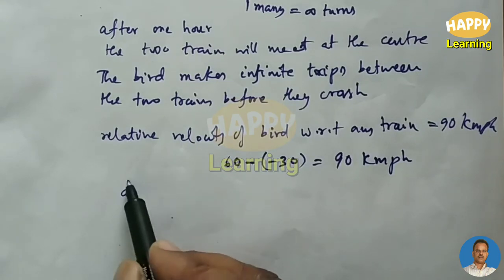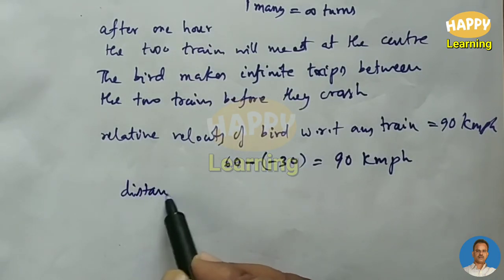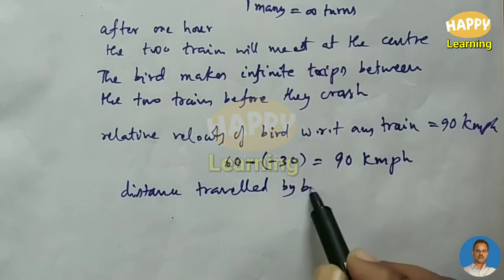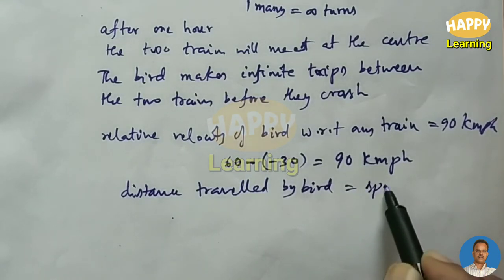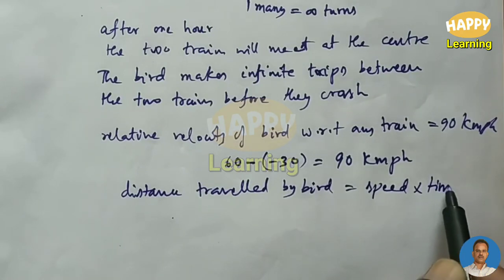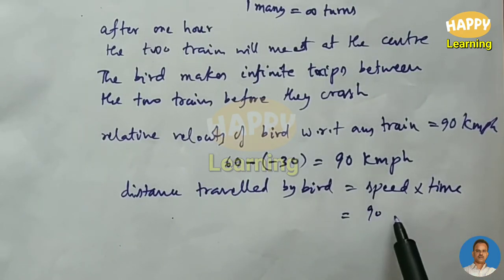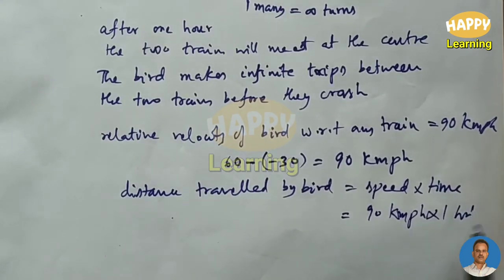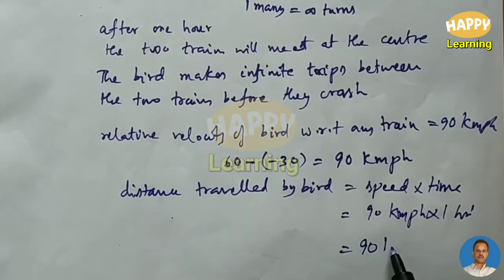So the distance traveled by the bird is equal to speed times time, that is equal to 90 kilometers per hour times 1 hour, that is equal to 90 kilometers. So this bird takes a total journey of 90 kilometers before these two trains crash.